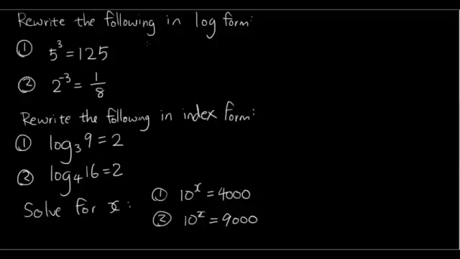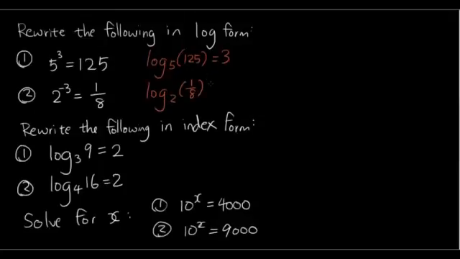Okay, so the first one is just log base 5 of 125 equals 3. We have log base 2 of 1 over 8 equals negative 3. Here we have 3 to the power of 2 is 9. 4 to the power of 2 is 16. 10 to the power of something is 4,000.